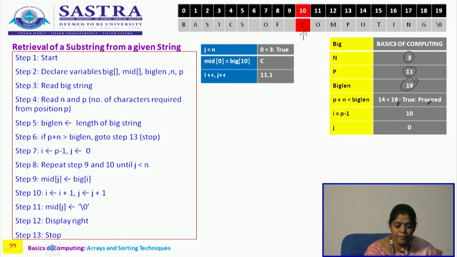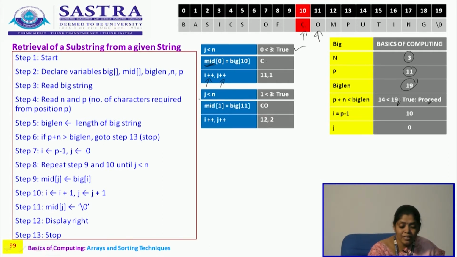So, the first step is we have to check whether j is less than n. j is initially 0, n is 3, so it is true. You can proceed next. There you have mid of j equal to big of I. Big of I means it is pointing to the 10th position now. So, C has been taken and copied to the string mid, and you increment your I as well as j. So, I is now pointing to index 11, and then you check once again whether j is meeting the condition of less than 3.